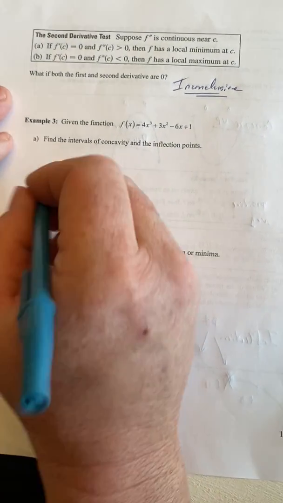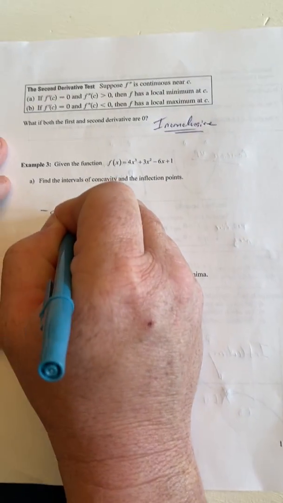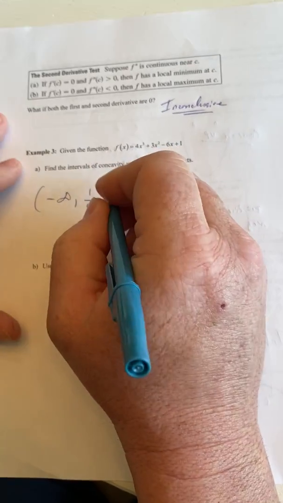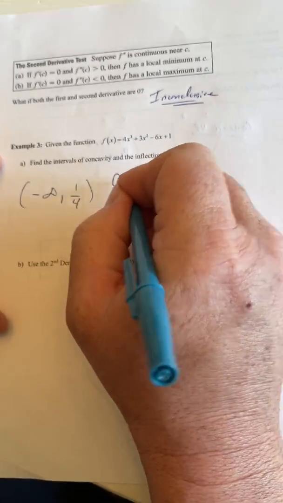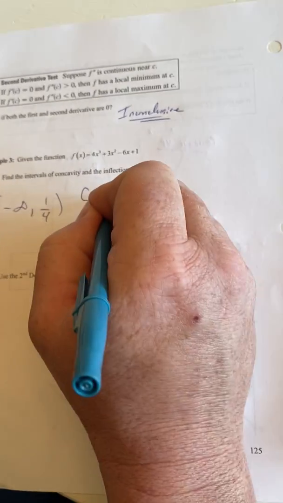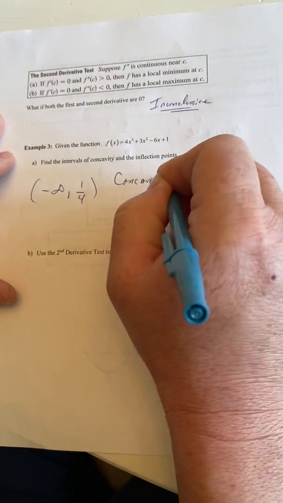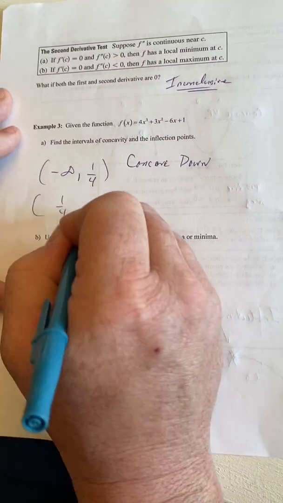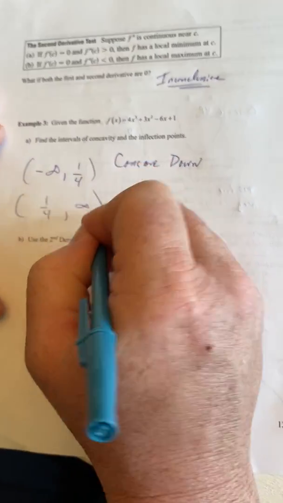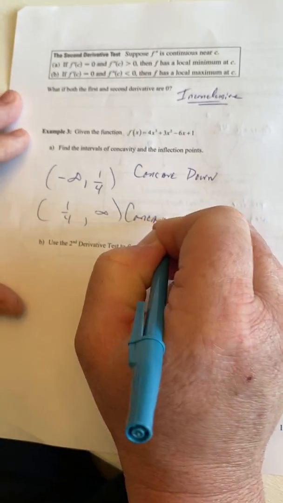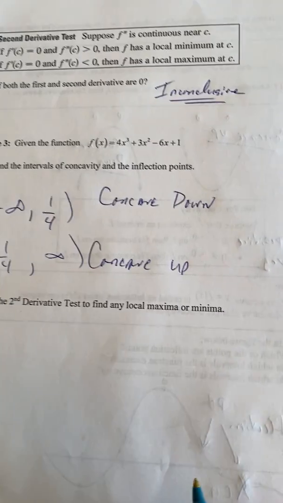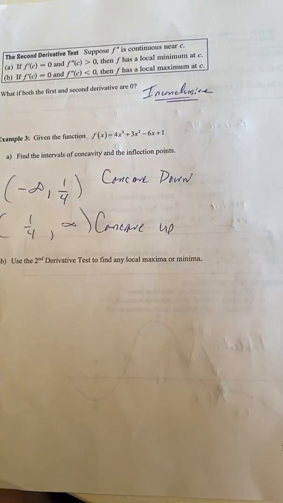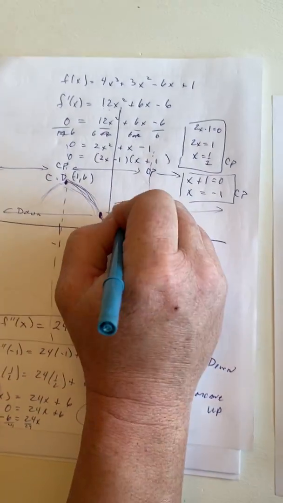My intervals of concavity will be from negative infinity to negative 1/4, and we'll call that concave up. I'm sorry, concave down. And from negative 1/4 to infinity, concave up. And because I'm changing from down to up, or vice versa, remember, this point here is an inflection point.